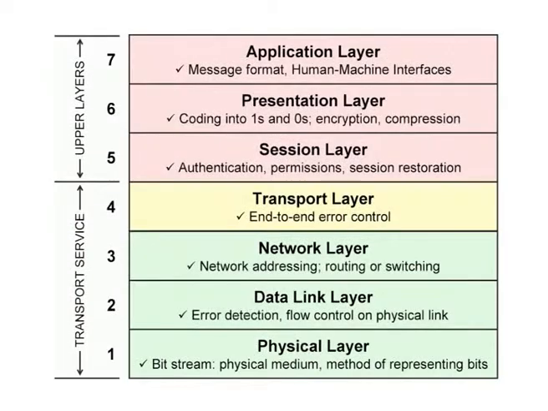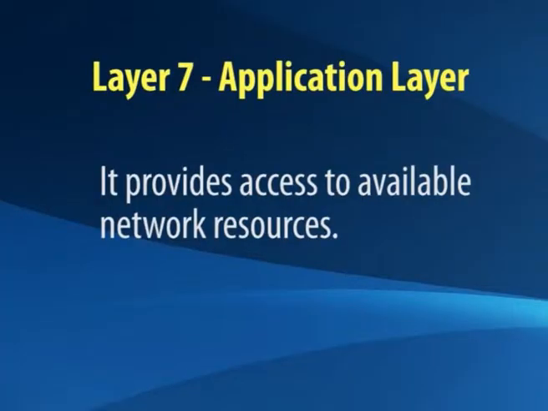In the table, you will find the names and descriptions of the layers, which are listed in descending order from the top layer to the bottom layer. Each layer provides inputs and outputs to and from the layers above and below it, if present. Layer 7, application layer. It provides access to available network resources.